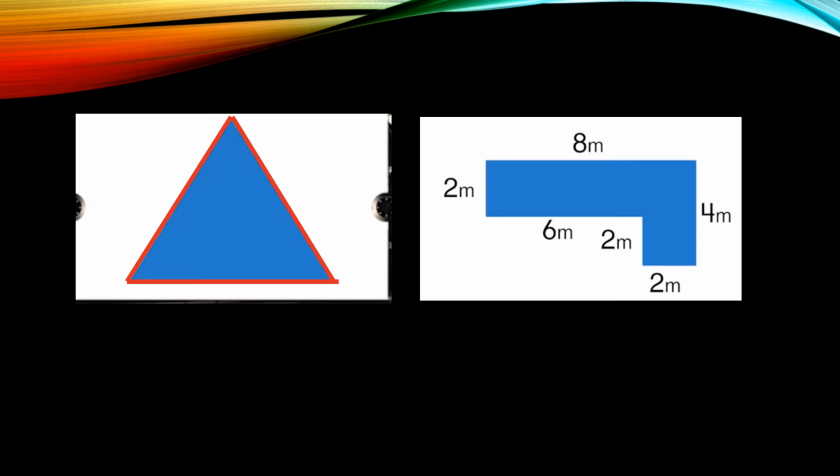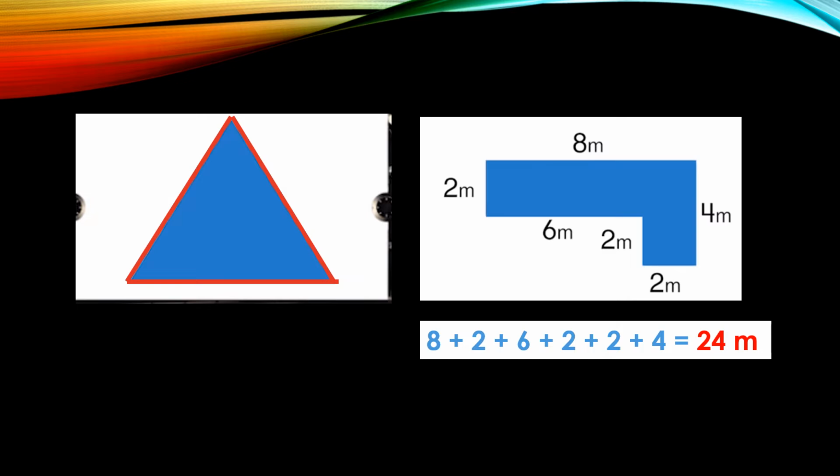They are labeled in meters. So we have 8 plus 2 plus 6 plus 2 plus 2 plus 4. Hence, the perimeter of this figure is 24 meters. You can measure the perimeter of anything as long as you have the length of the sides. Now you can get the ruler and get the measuring.